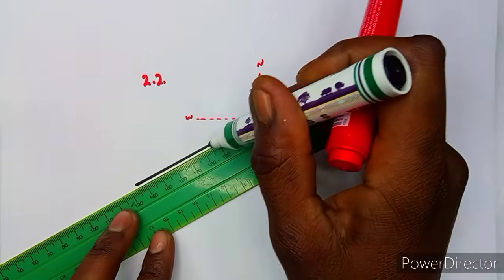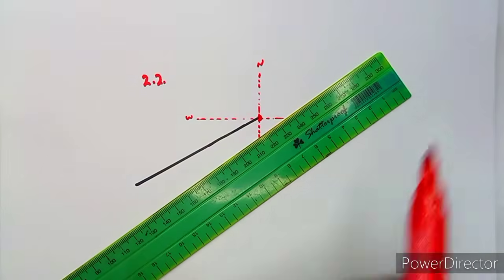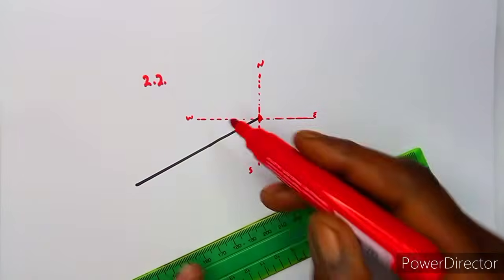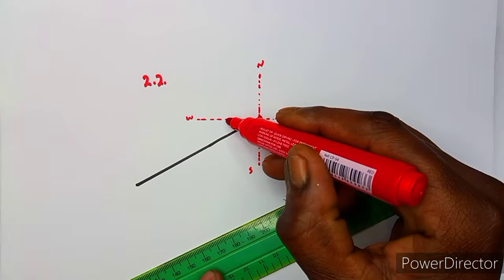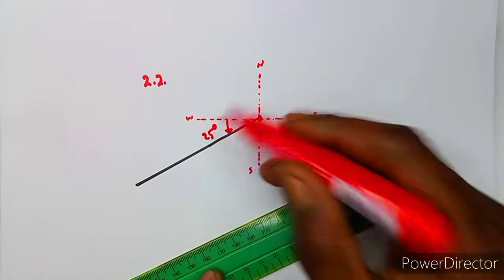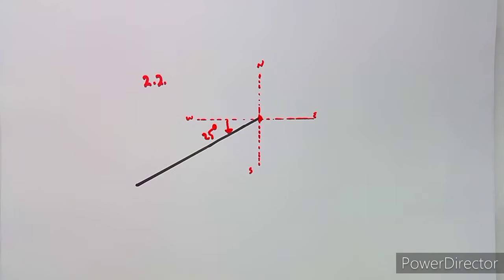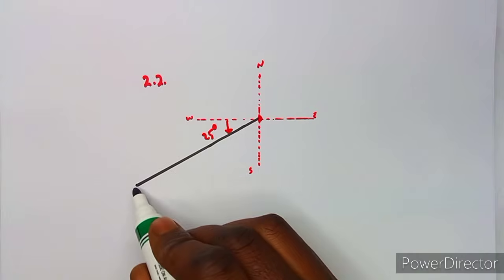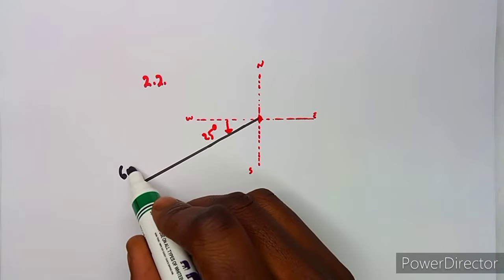All right, we've got something like this. Coming from the west going to the south, it looks like this. This is where we are going to have an angle of 25 degrees here, and the velocity of the guy is 6 meters per second. So this is going to be 6 meters per second.